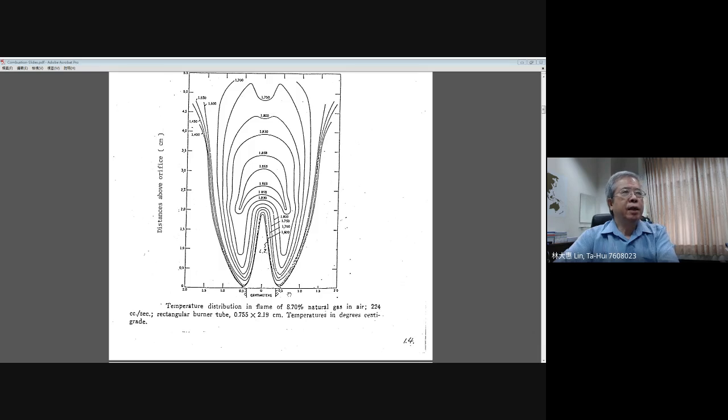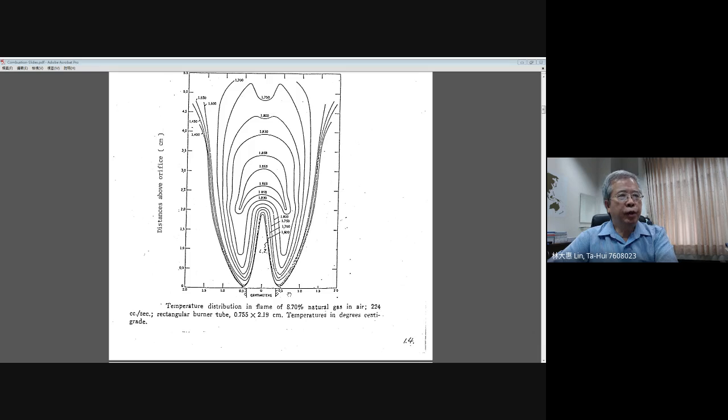Now you can see there is a tremendous difference between a single diffusion flame and a single premixed flame. For a single premixed flame, they are small and show you the blue color appearance, and they have more stable flame characteristics. You can see that for a jet flow.